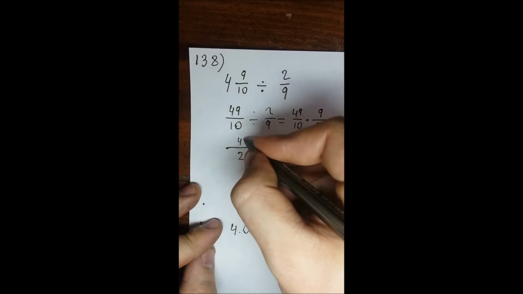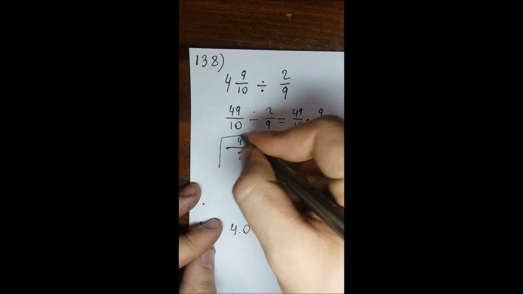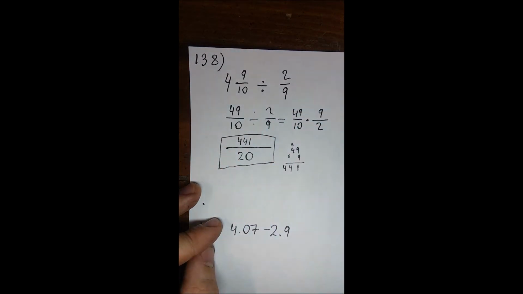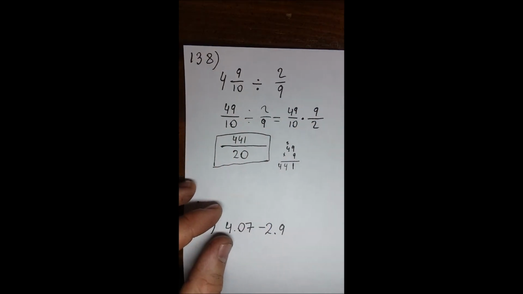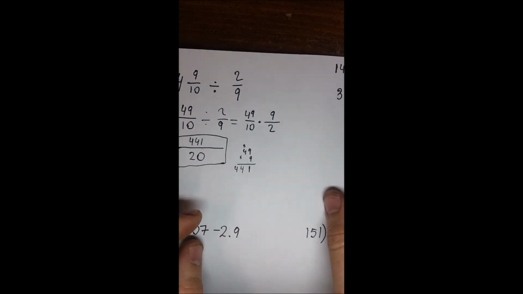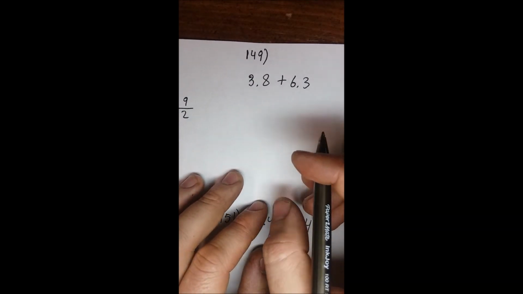So I'm going to write it 441 over 20. Both numbers are positive. And that's how we're going to finish this problem. Next set of problems is going to be decimals.